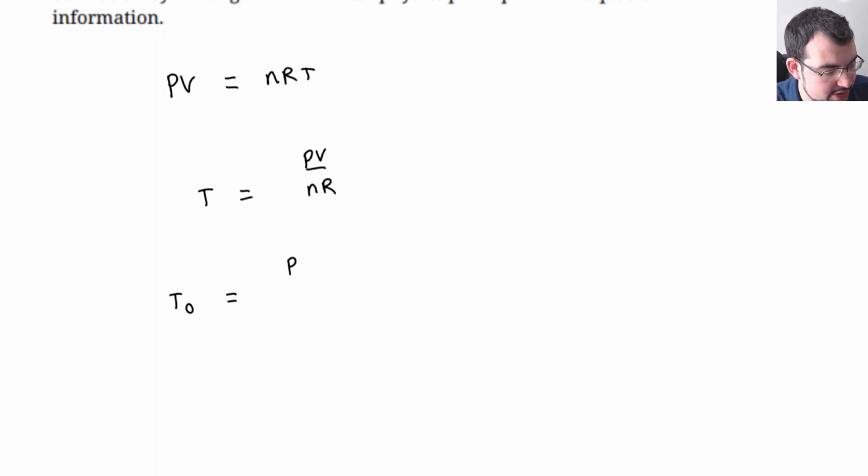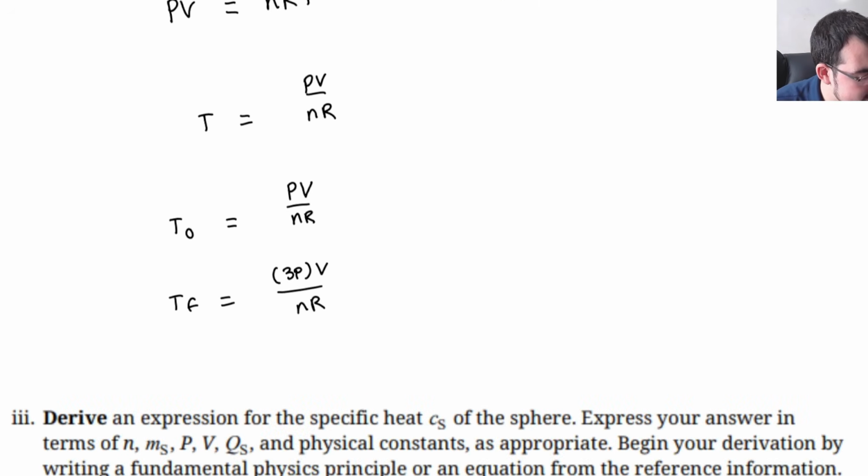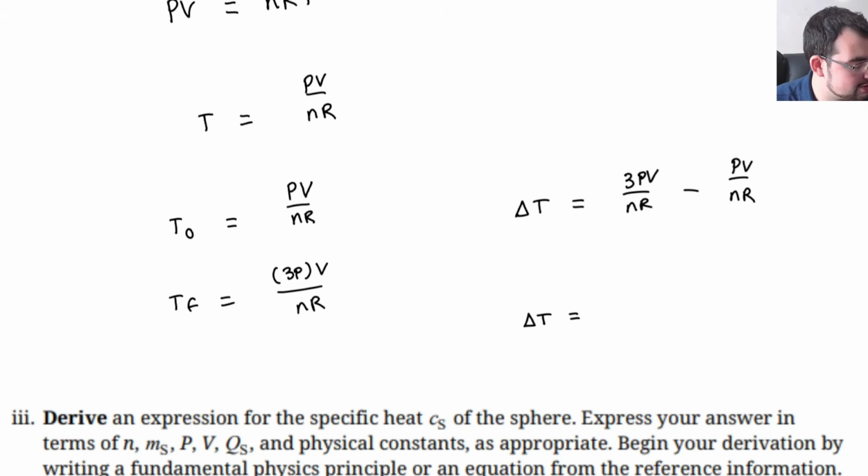So our initial state was at pressure P, volume V. And our final state was at pressure 3P and volume V. So this means that our delta T is just going to be our final temperature, 3PV over nR, minus our starting temperature, which is PV over nR. And we see that there's our common denominators, so we can just do 3 minus 1. So that's 2PV over nR.